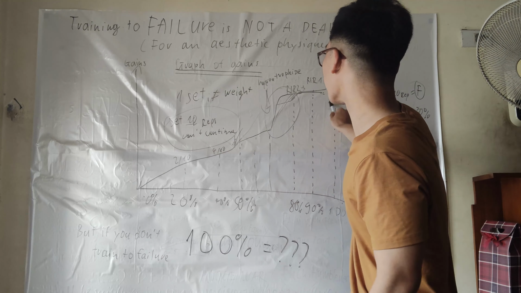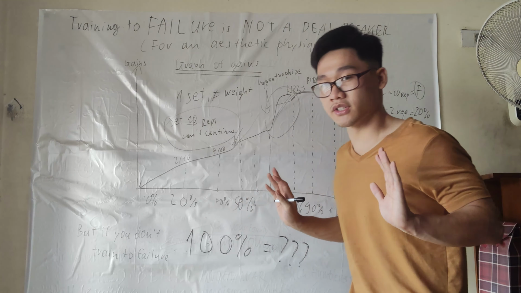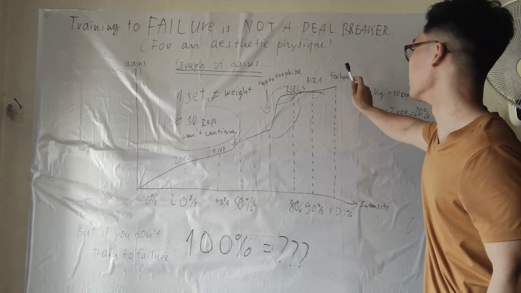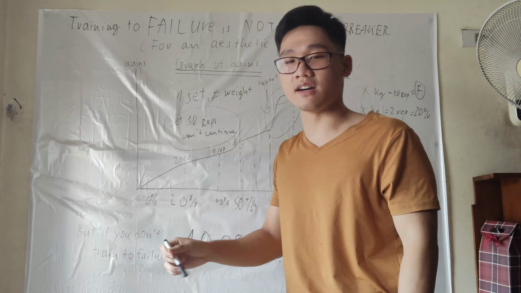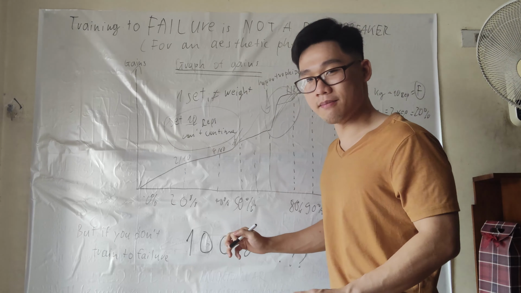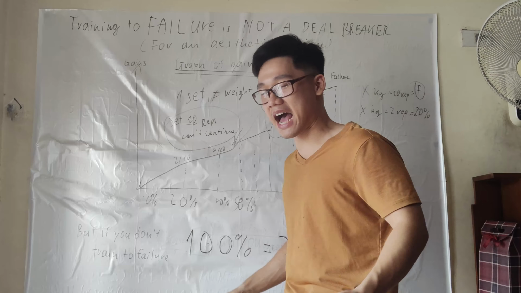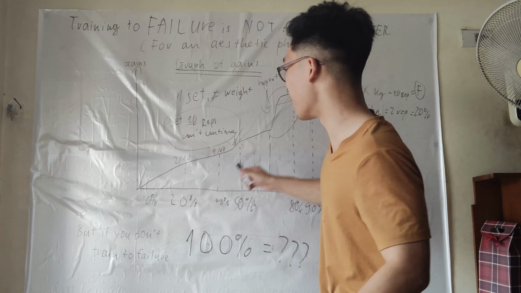Let's just say rep 10. This is the last rep you can do. So you did rep 10. Oh, so hard. Finally, you got up here. You reach failure. So what does reaching failure mean? Failure doesn't mean that you're a failure and your mom hates you or doesn't trust you, whatever.